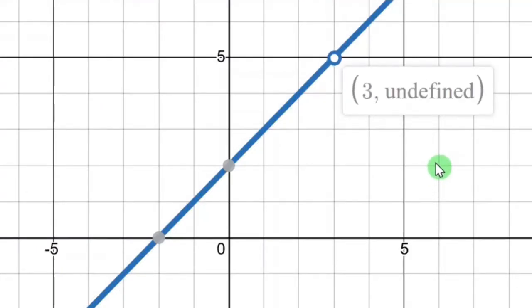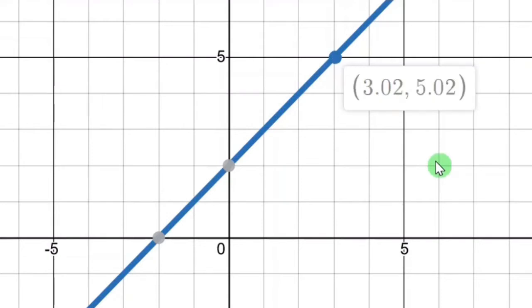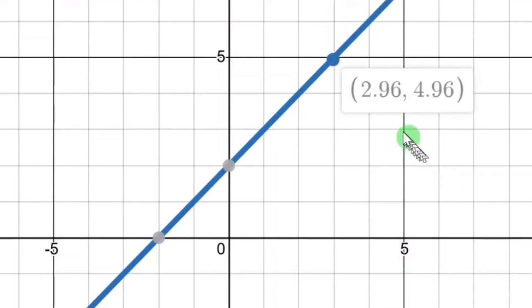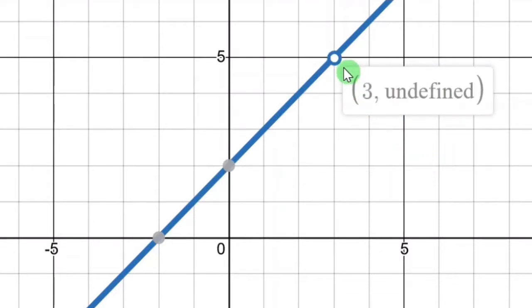Boom, look at that. Now, if you're looking at this on a phone, you probably can't read it very well, so zoom in if you can. But this says 3 comma undefined. And if you notice, it's turning into a hole. There is a hole right here. See, Desmos will not draw the hole for you, but if you know where the hole is, it will confirm it for you. So there is a hole in this function.